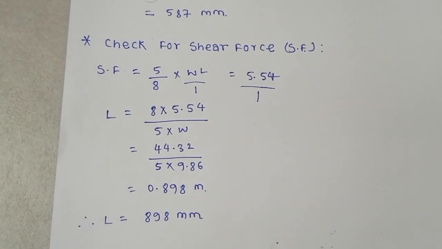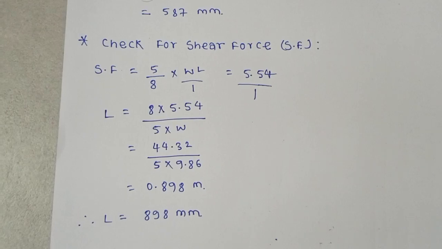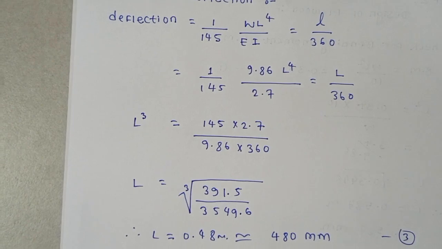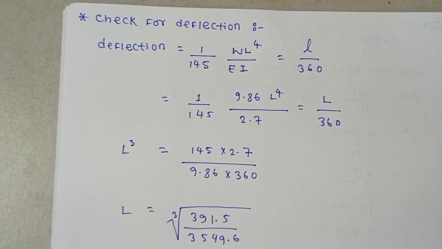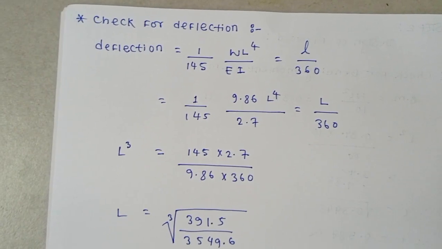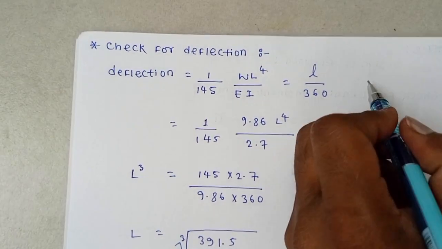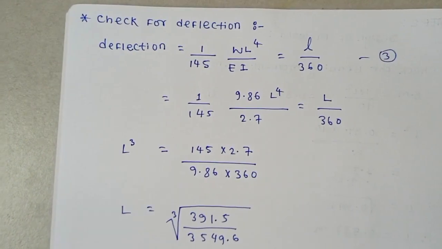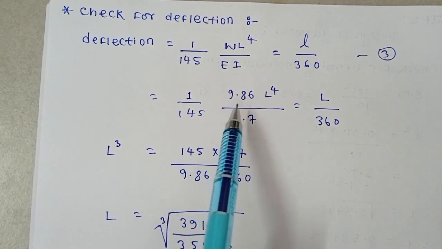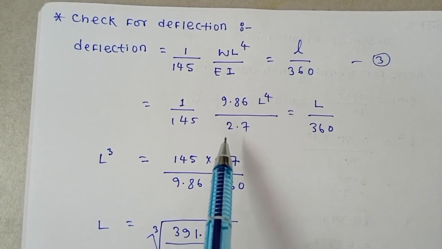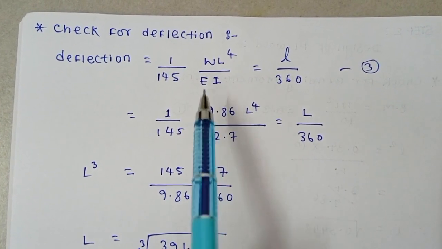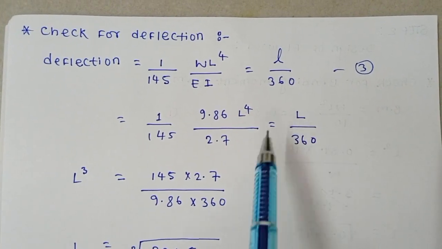Now we are going to check for deflection. Deflection equal to 1 divided by 145 W L power 4 divided by E into I equal to L divided by 360. That is the formula, consider it as equation 3. We have put the values: 1 divided by 145, W that is the total load 9.86, L power 4 divided by E into I, this is a constant value we have kept as 2.7, equal to L divided by 360.